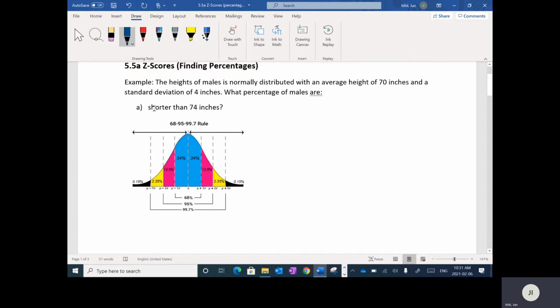The 74 inches is one standard deviation away from the mean. So I'm going to use this as a review of using the 68, 95, 99.7 rule. Then I'm going to show you the other method with the z-scores, looking it up on tables to find the same answer. So shorter than 74 inches. A little bit of review from last time. Method one.